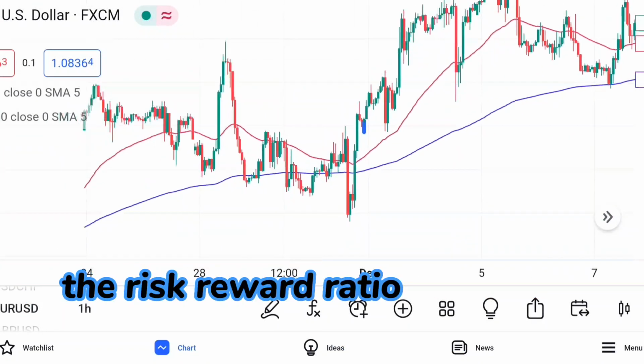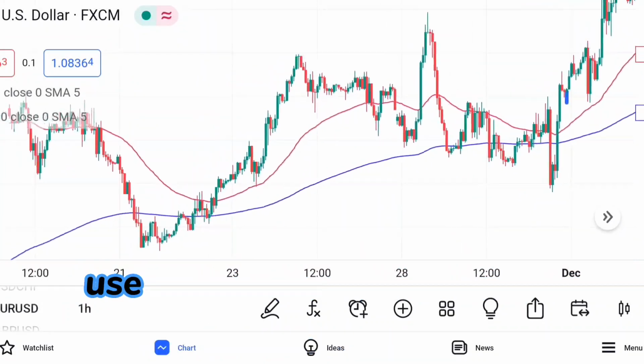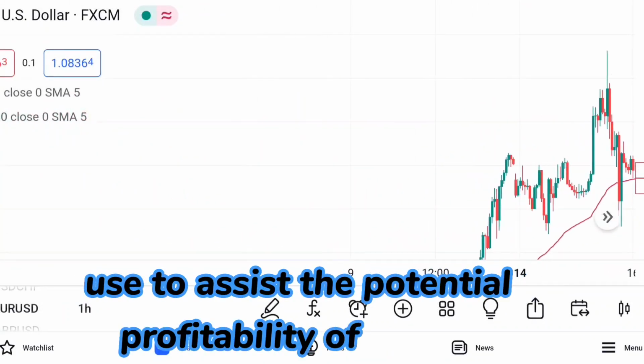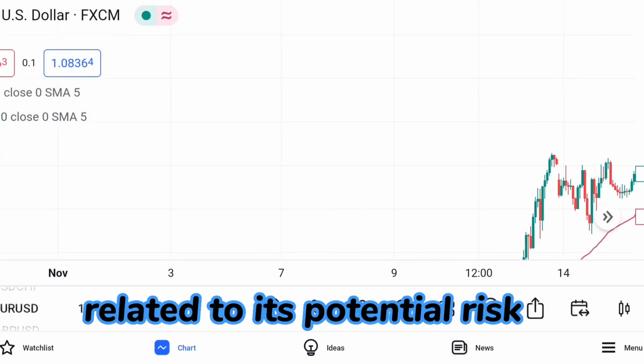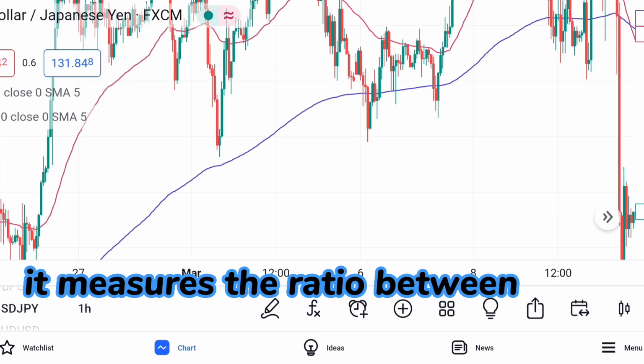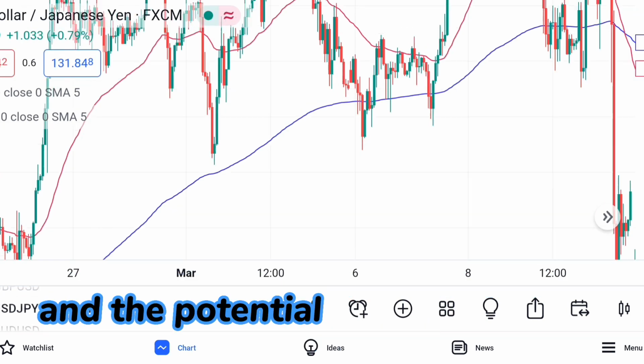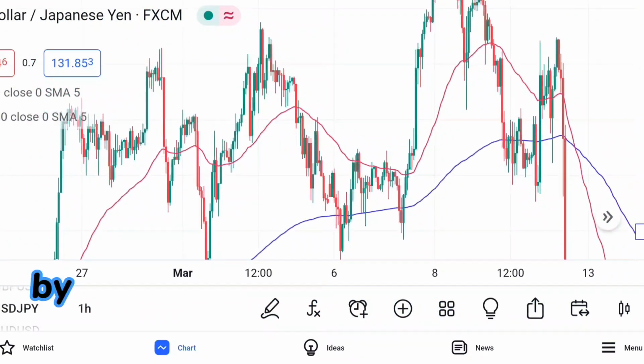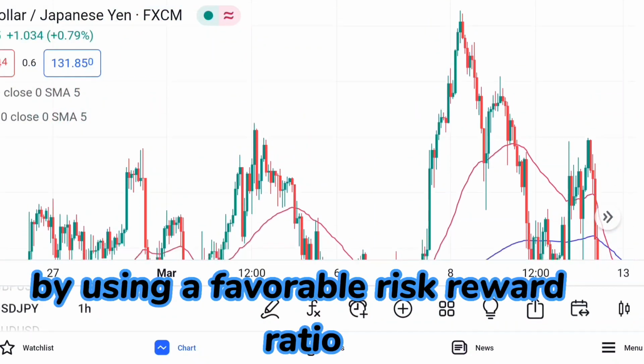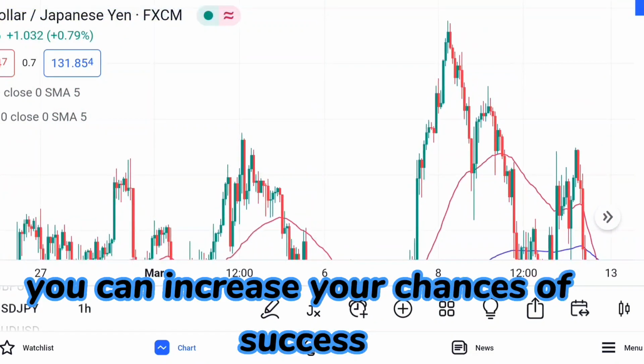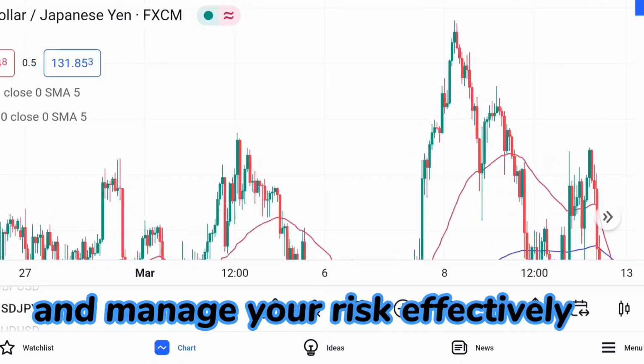The risk-reward ratio is a key metric that traders use to assess the potential profitability of a trade relative to its potential risk. It measures the ratio between the expected profit and the potential loss of a trade. By using a favorable risk-reward ratio, you can increase your chances of success and manage your risk effectively.